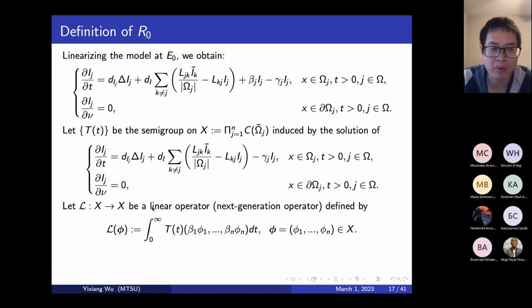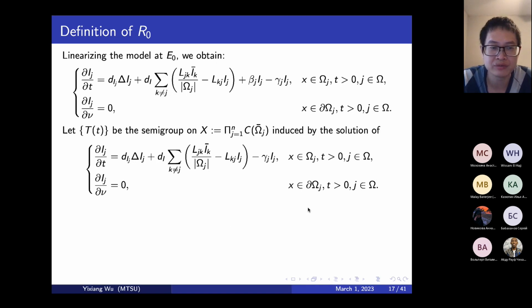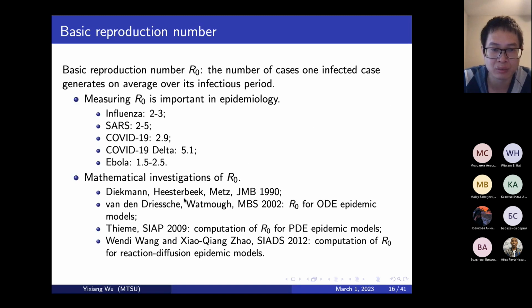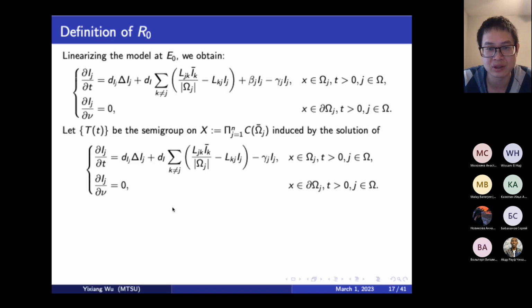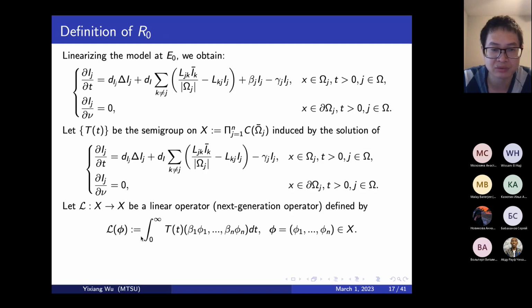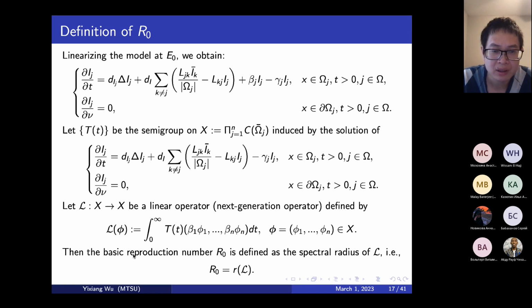Well, L is the so-called next generation operator. If you are familiar with the work of these two classical papers, you can see this kind of definition is somewhat similar. Okay, and then the basic reproduction number is the spectral radius of the operator L.